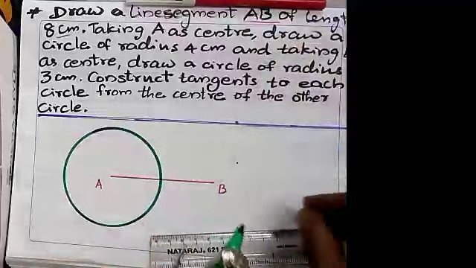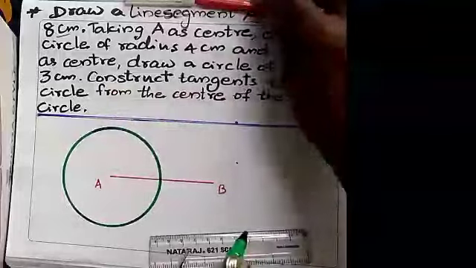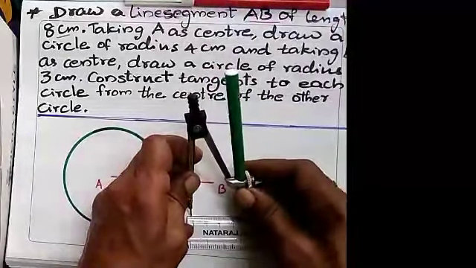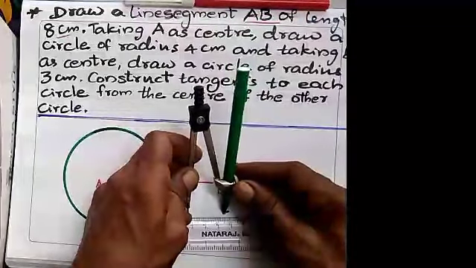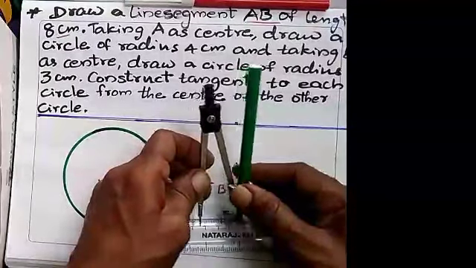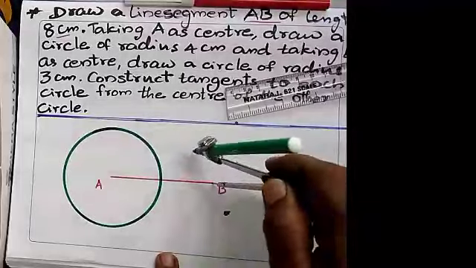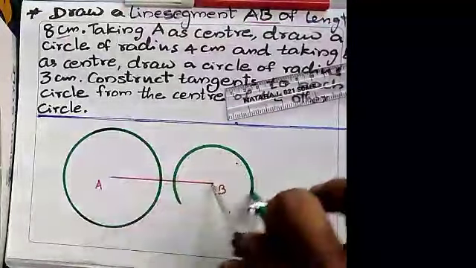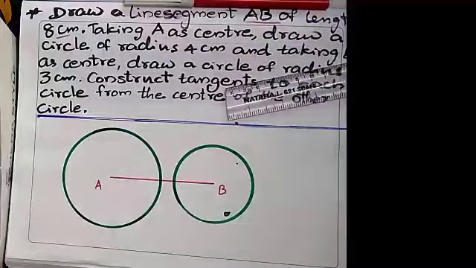Then next, taking B as center, draw a circle of radius 3 cm. So we need to select a 3 cm radius. Take the correct measure, 3 cm. With B as center and 3 cm radius, draw a circle. Okay, the two circles are ready.